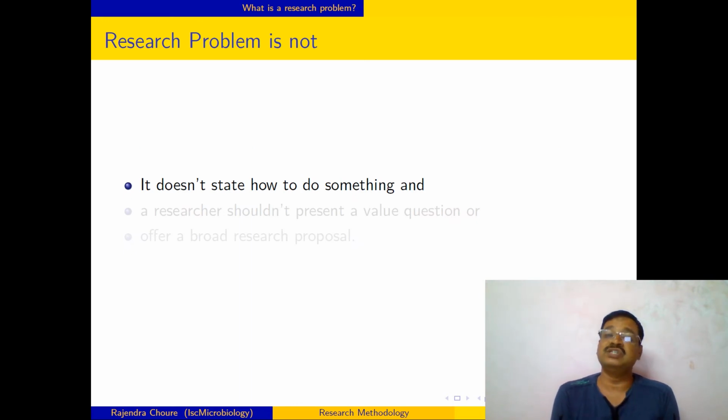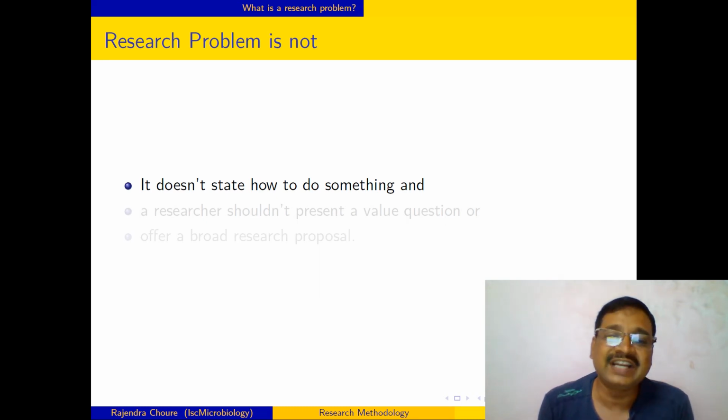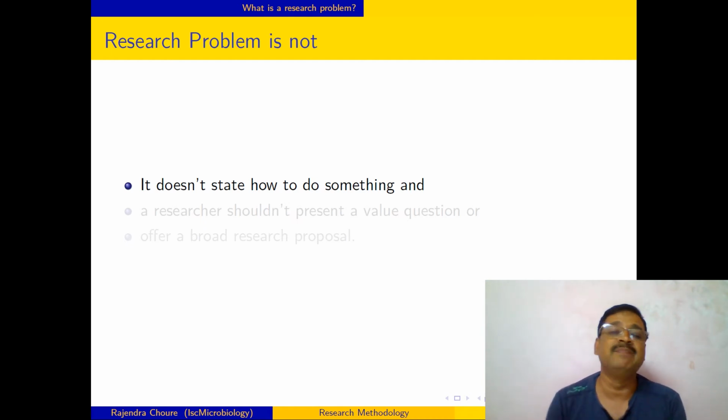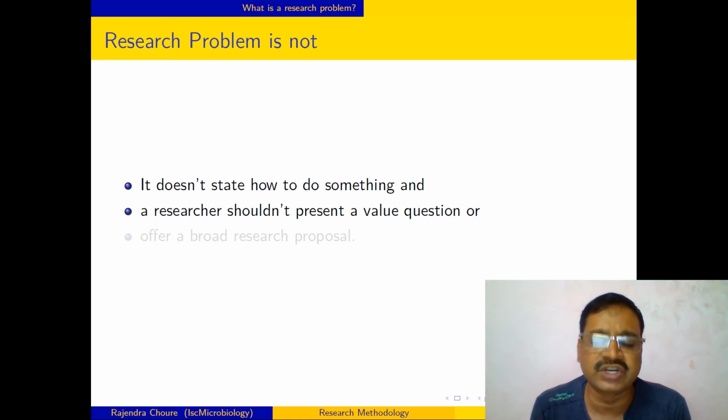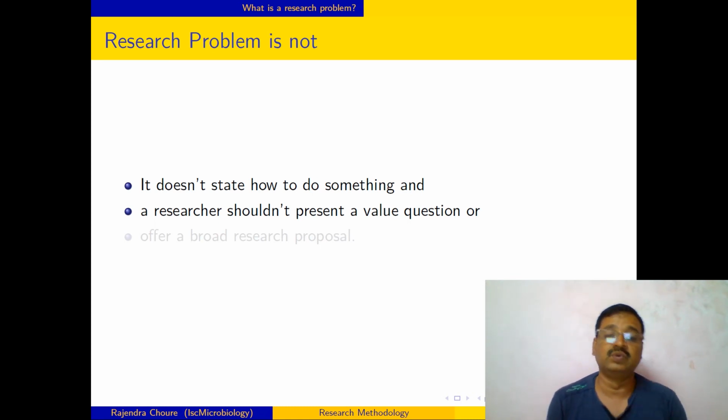We have discussed what a research problem is, but we shall also know what it is not. It doesn't state how to do something. A research problem doesn't say about method, that is, how this can be done. No, a research problem is the statement of the problem which you are going to tackle. A researcher shouldn't present a value question, like this will bring improvement to life. No. The research problem shall state the actual problem, what you are going to do.